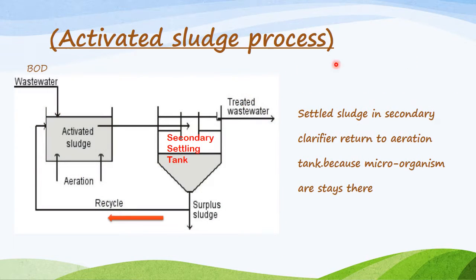The treatment is called the activated sludge process because the wastewater coming from primary treatment comes to the aeration tank, then the effluent comes to the secondary settling tank. In the secondary settling tank, activated sludge is settled, and part of it is returned again to the aeration tank. So that's why in this aeration tank the microorganism concentration is constant. That's why it's called the activated sludge process. Because of this activated sludge process, most of the organic concentration is removed.